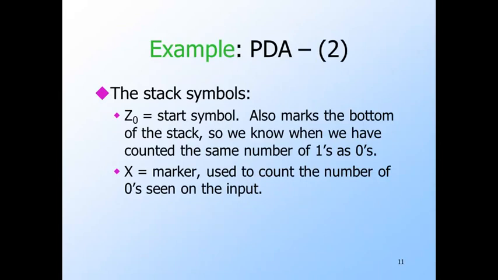We also need two stack symbols. Z0 is the start symbol. It has an important job. It marks the bottom of the stack. As we read zeros on the input, we will push one X onto the stack for each 0 we read. As 1s come in, we pop one X for each 1. So when the bottom marker, Z0, again becomes the top stack symbol, we know we have seen exactly as many 1s as there were zeros, so we accept.